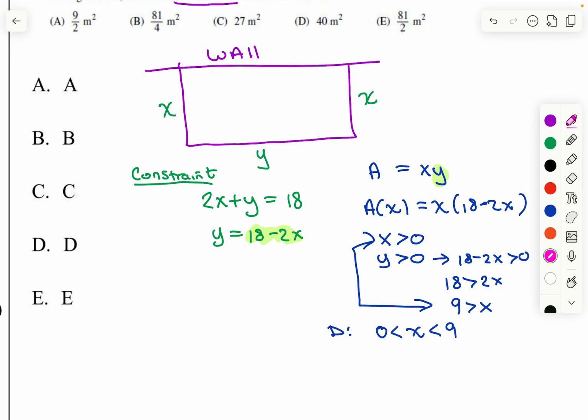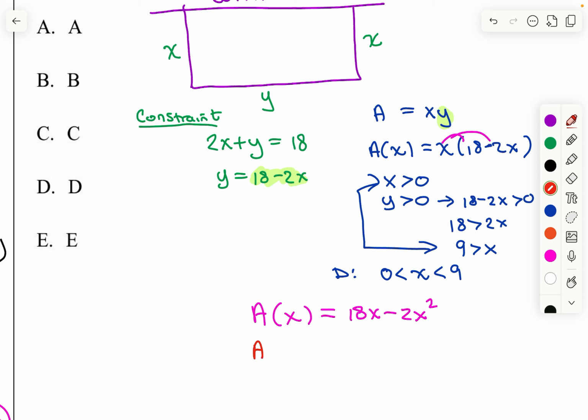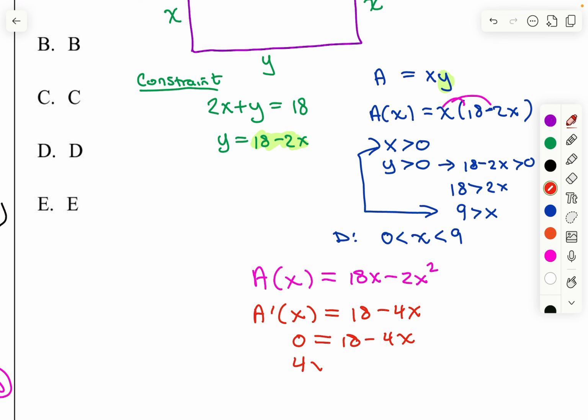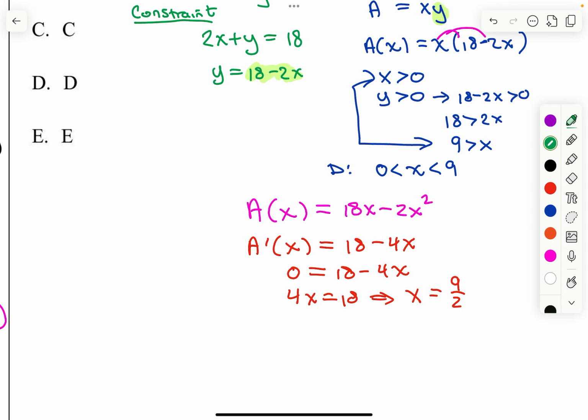Okay, but now we use calculus, right? So we note that A of x, I'm going to distribute this. So using calculus, we'll use the first derivative test, taking a derivative, giving us 18 minus 4x. Find critical points by setting equal to 0. And then here I have that 4x is 18, or x is 18/4 or 9/2. Now, what does the question ask? It says, what is the maximum area? So, we can be pretty sure that we found the critical point that we care about.